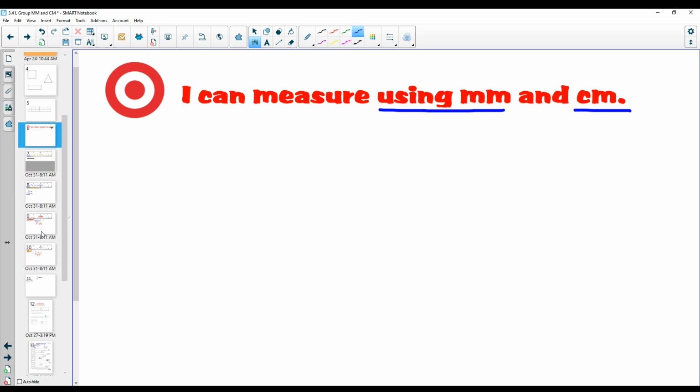There is another fun game that you can play on Fun Brain. It's called Measure It. You can practice using millimeters and centimeters, and you can also practice going on the other side of the world and doing inches, which would be our side of the world.